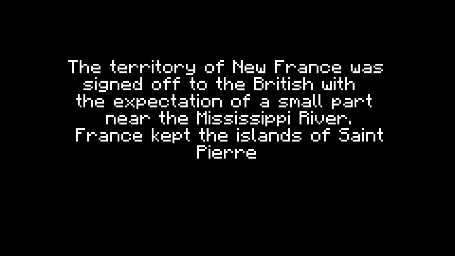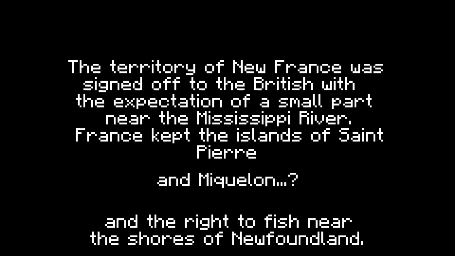The territory of New France was signed off to the British with the exception of a small part near the Mississippi River. France kept the islands of St. Pierre and Miquelon, and the right to fish near the shores of Newfoundland. Florida, which was Spanish, was given to Great Britain as well.